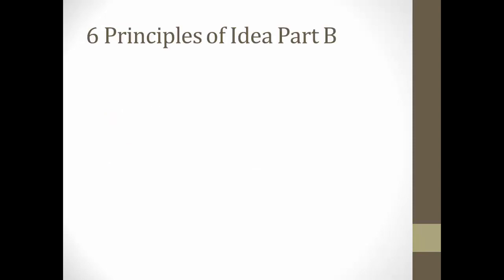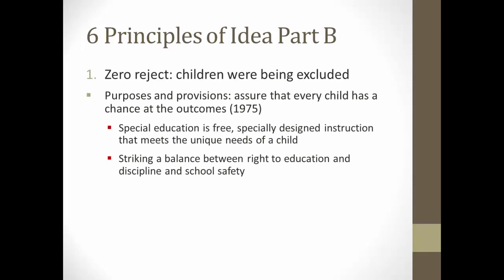Like NCLB, there are 6 principles of IDEA specifically pertaining to Part B. The first is zero reject. So part of free, appropriate public education is the idea that we cannot exclude any individual from the public education scene. This is known as zero reject. And just remember that children were excluded from public education schools. Again, think separate and equal in this term, and this happened all the way up until 1975.